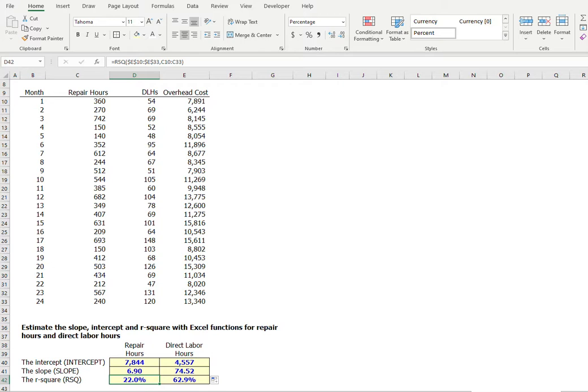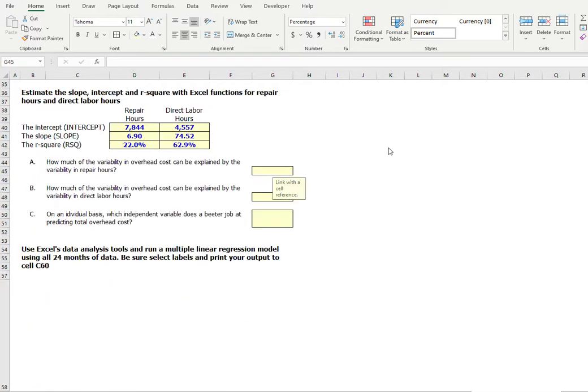Let's go ahead and answer some questions. The first is the question we just observed, and that was how much of the variability in overhead cost can be explained by variability in repair hours, and again, that's given by the R-squared, 22%. How much of the variability in overhead cost can be explained by the variability in direct labor hours, and that's 62.9%. So on an individual basis, clearly direct labor hours does a better job at predicting our overhead cost.